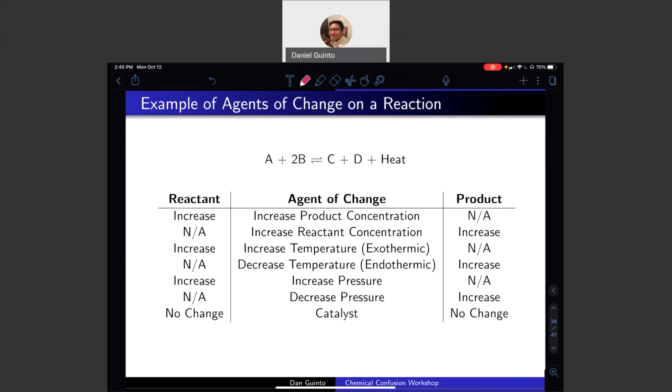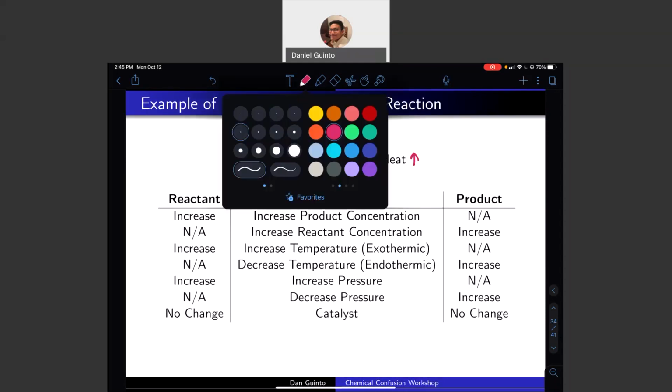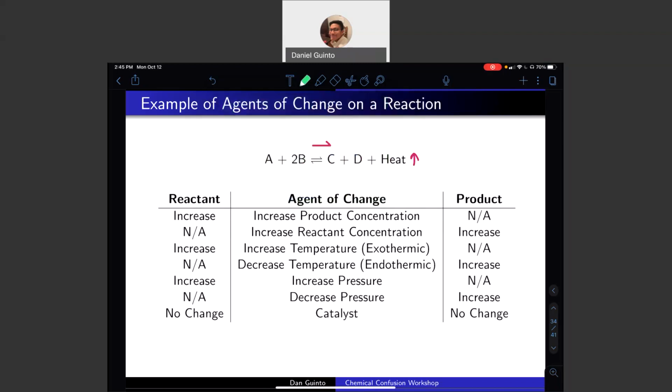So the first agent of change we're going to talk about is concentration and reactant change, concentration. In the first case, we see an increase in the product concentration. When we increase the amount of products that we have, what that's going to do is shift equilibrium to the right. But Le Chatelier's principle says, hey, I don't like that. It's going to come in and intervene, thus shifting equilibrium towards the left in this case.